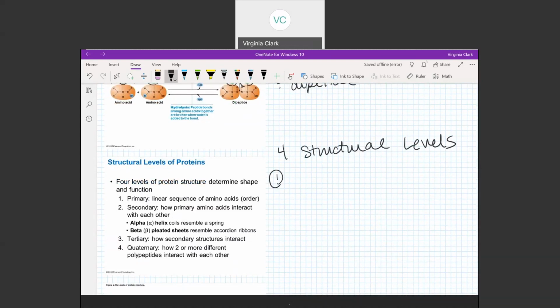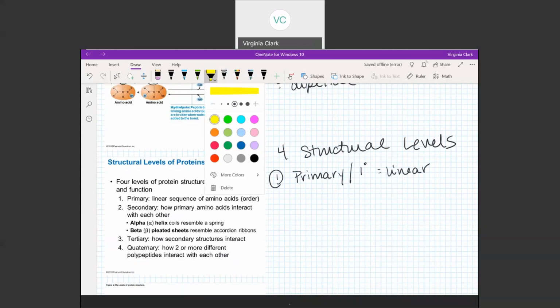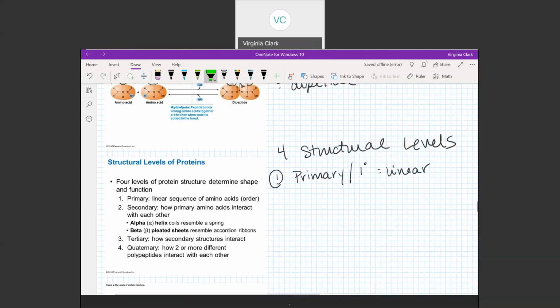So when you have a primary structure, or a 1 primary, 1 degree, this is going to be a linear. So this is going to be a chain of line 1, 2, 3, 4, 5. They are just in a line, straight.